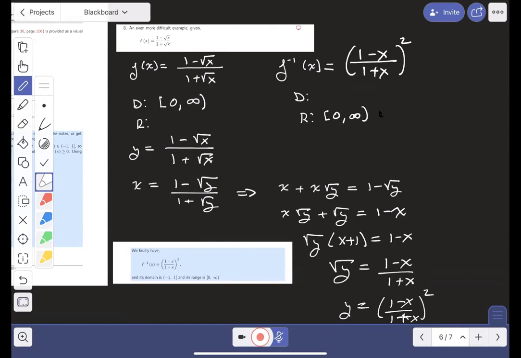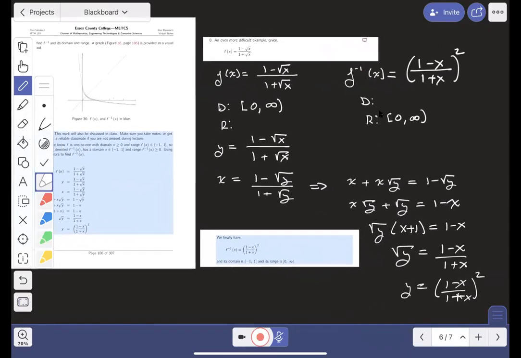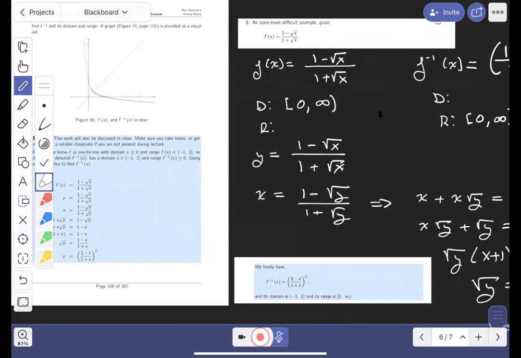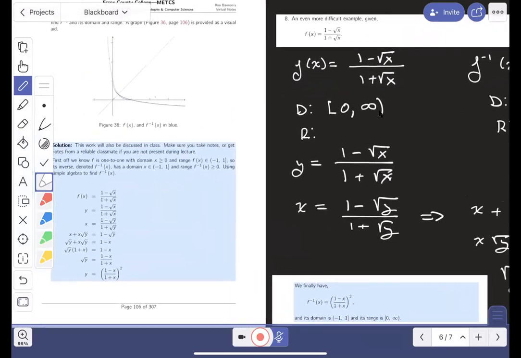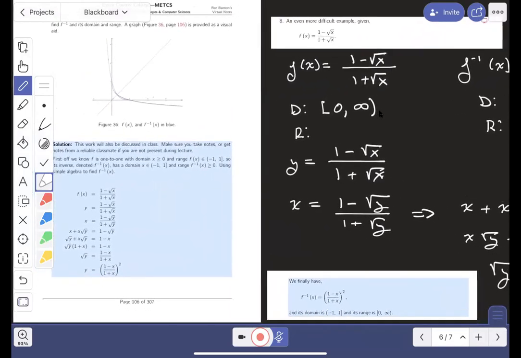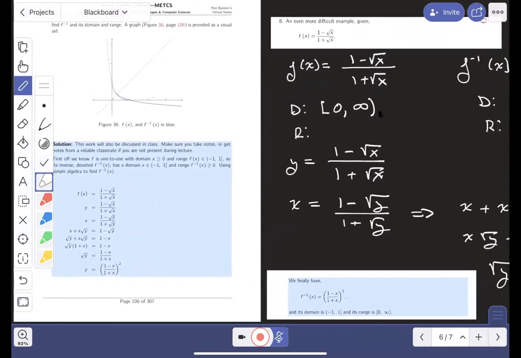Looking at f inverse, I clearly know that x cannot be minus 1. So how do you know that? I know that because it would be a division by 0. So I know this has something to do with the number minus 1. And maybe if you could graph this out, it could help you.